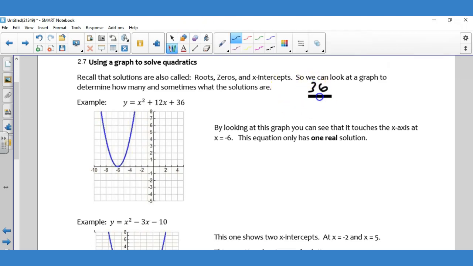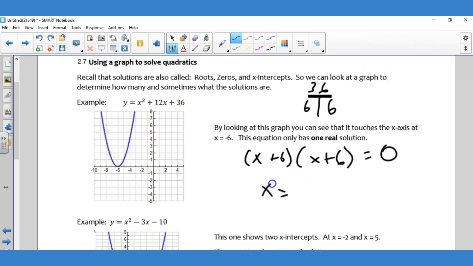But add to give me 12 is going to be positive 6 and 6. 6 times 6 is 36. 6 plus 6 is 12. So when you factor that, you have x plus 6, x plus 6 equals 0. And when you solve it, you get x equals negative 6, both of those. All right, x equals negative 6.